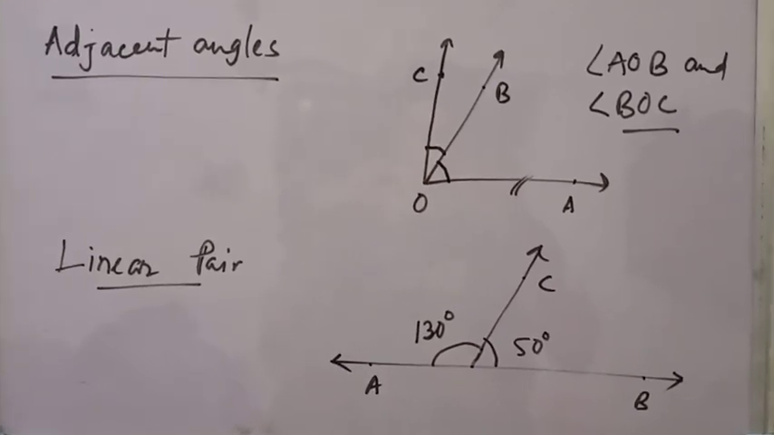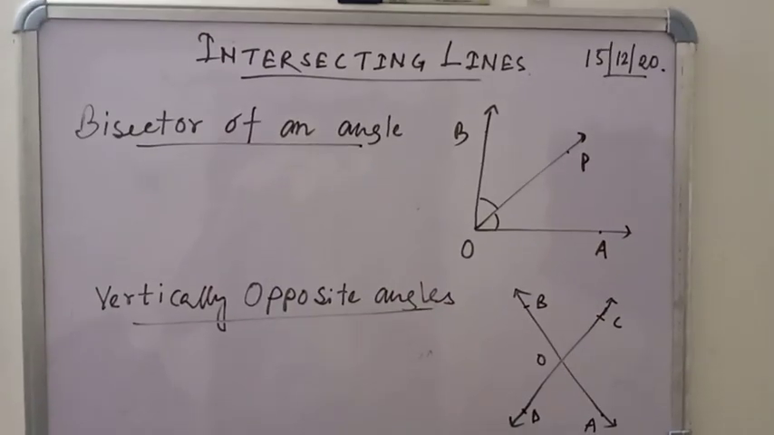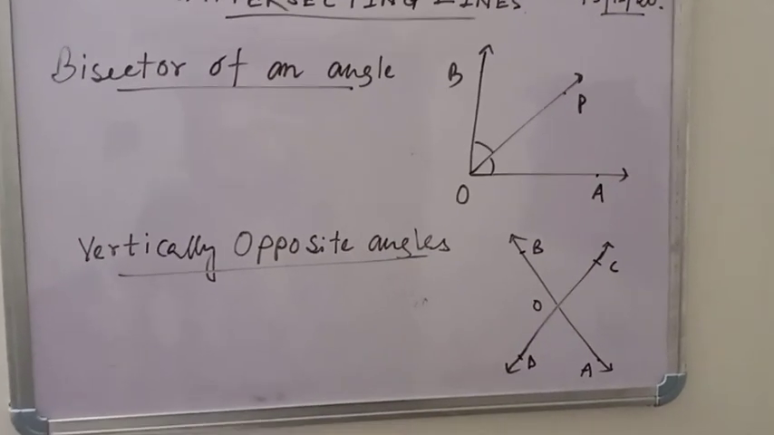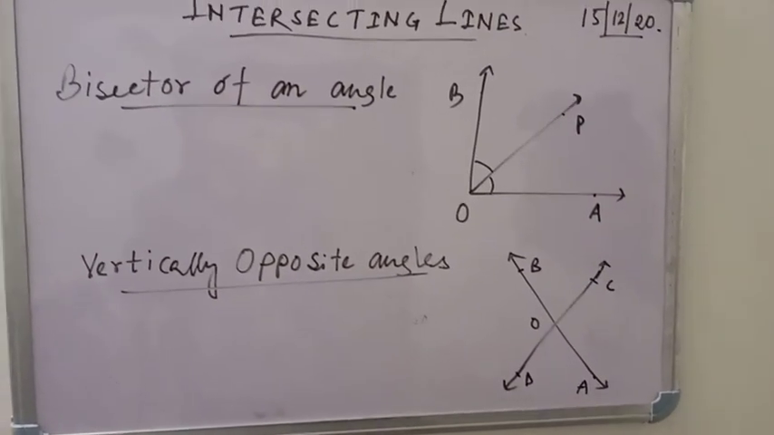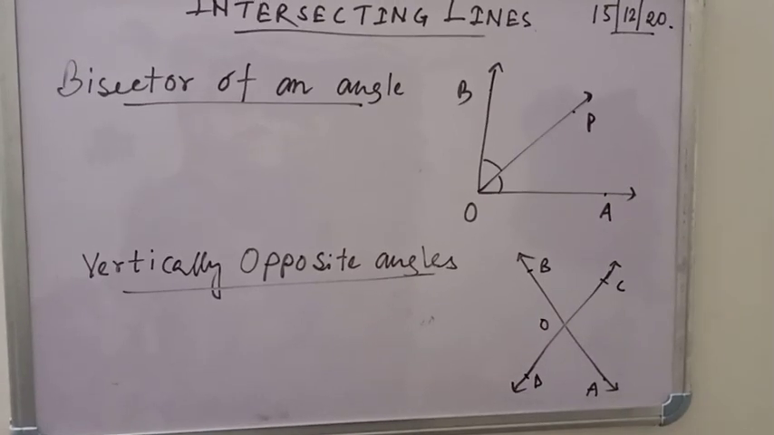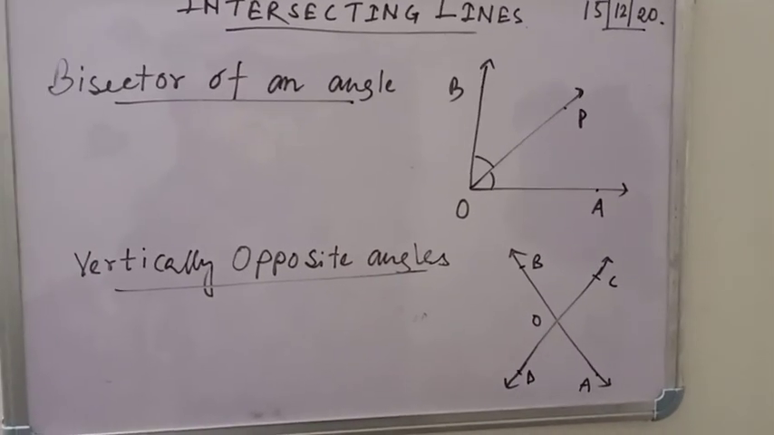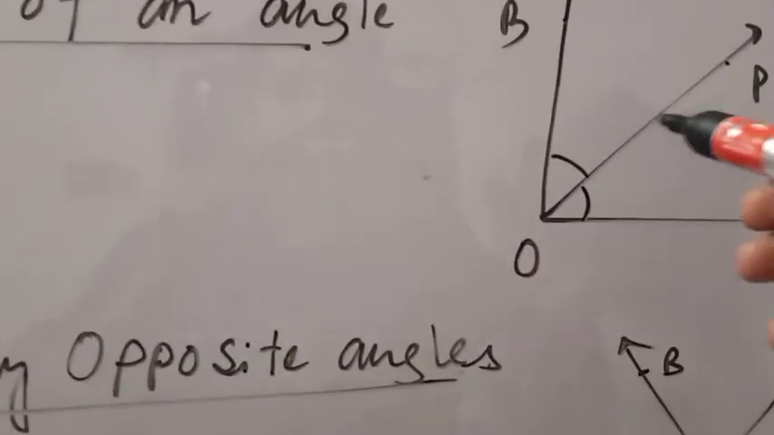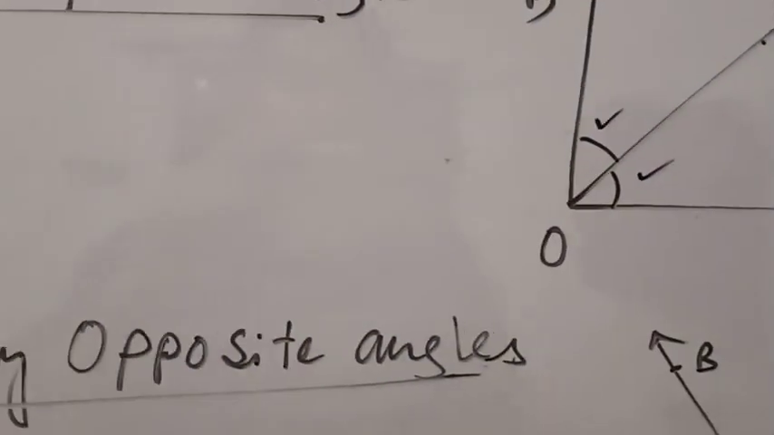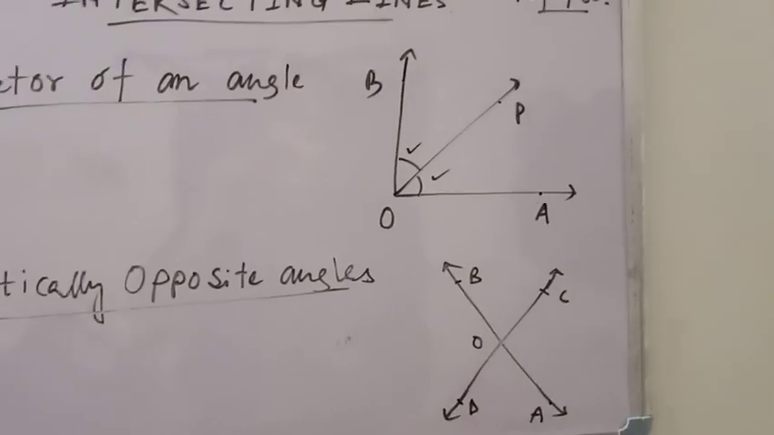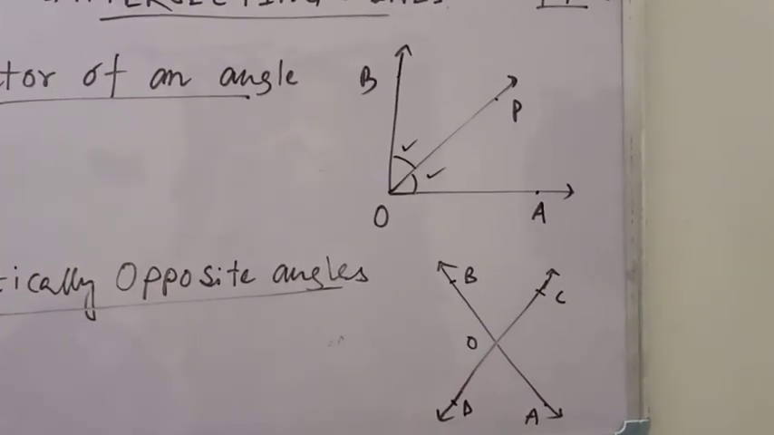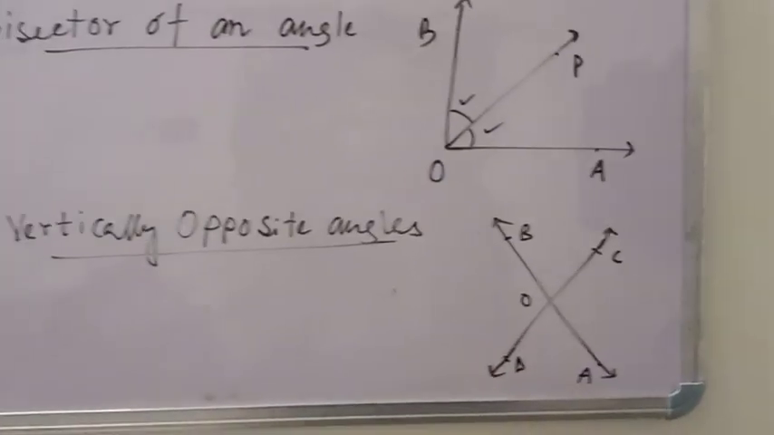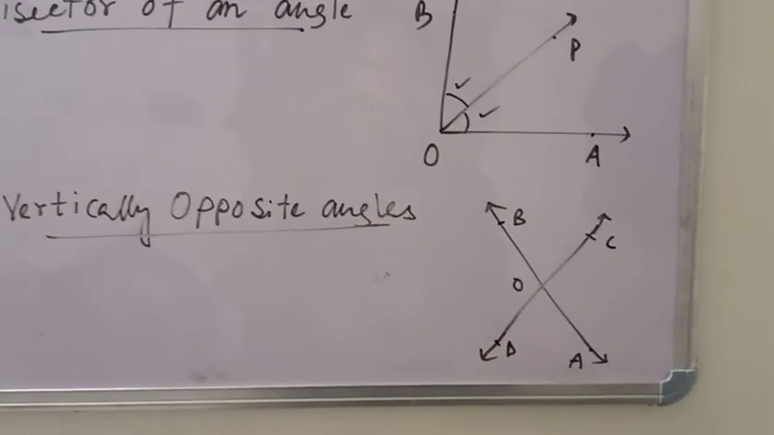Now, next, the bisected angle. Angle AOB is bisected by the ray OP, then AOP equals BOP. So these two angles are equal. Then we say OP is the bisector of the angle AOB. And last one, vertically opposite angles.